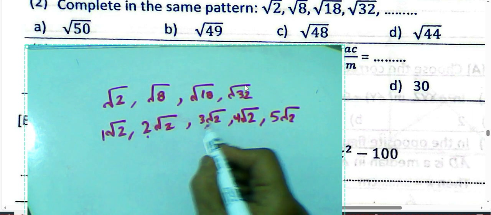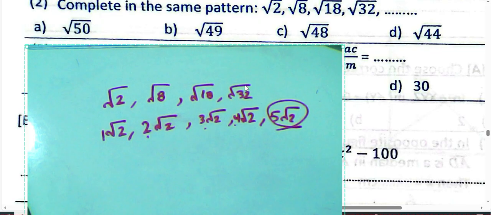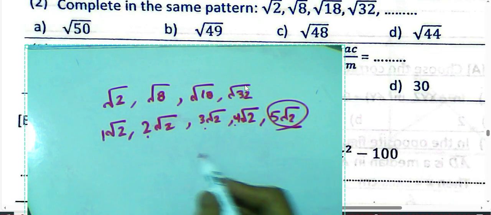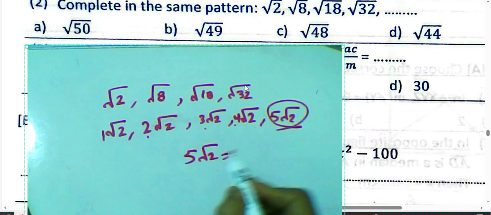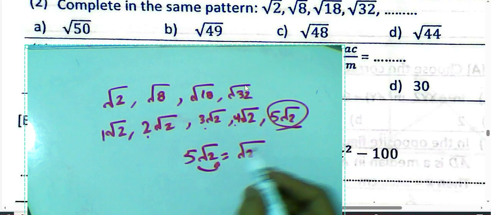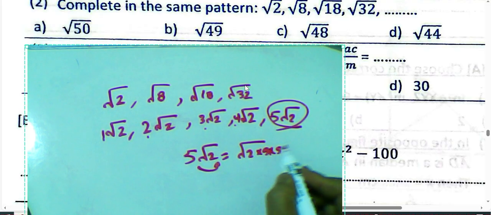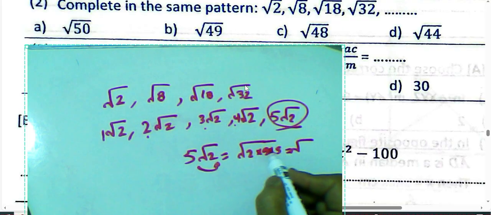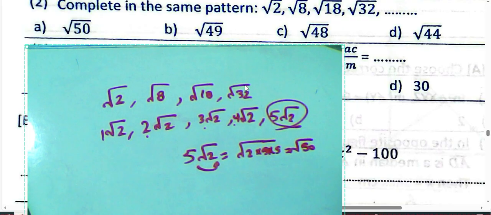1, 2, 3, 4, 5. Then the next will be 5 root 2. Where is 5 root 2? Not in the choices. 5 root 2 equivalent: you can write 5 under the square root by multiplying it by itself, 5 times 5, 25. Square root of 2 times 25, that is 50. Then the result will be square root of 50. Choose letter A.